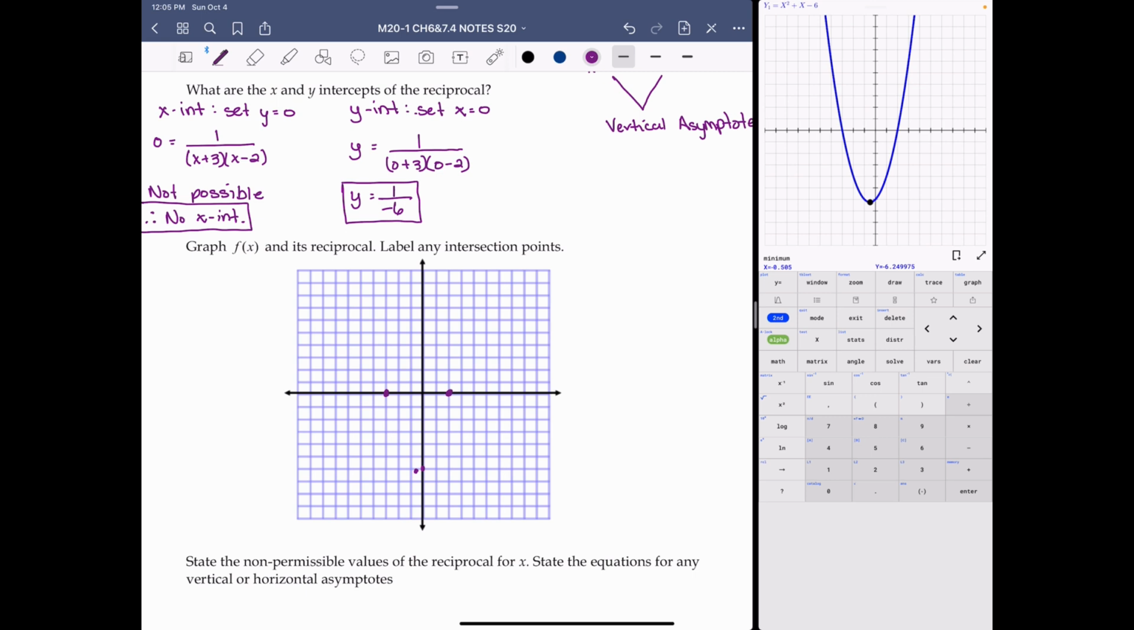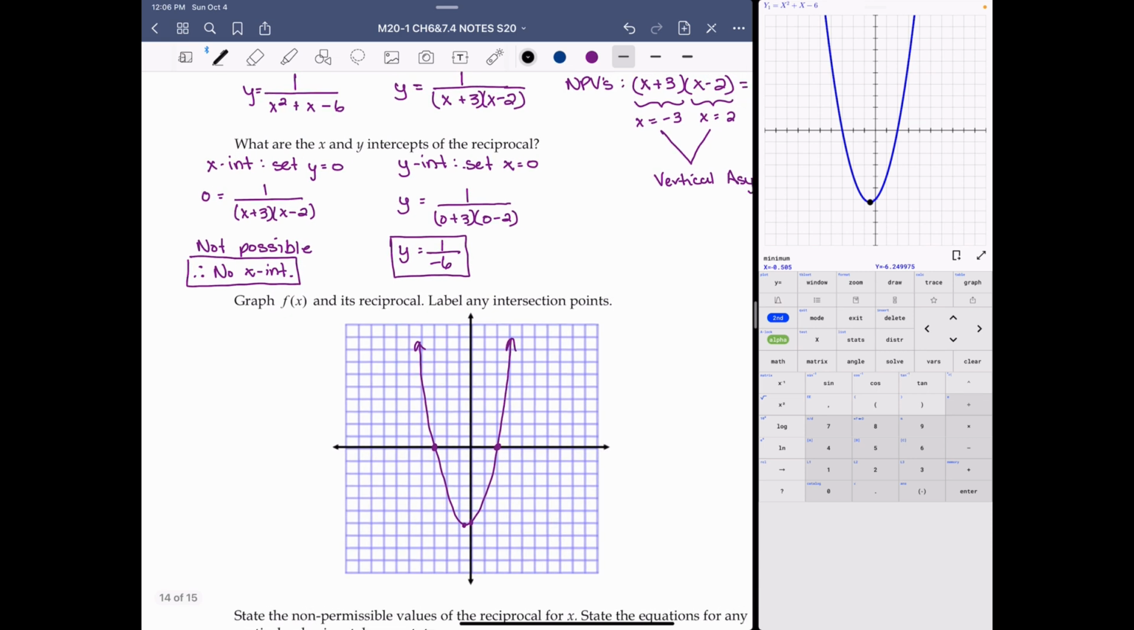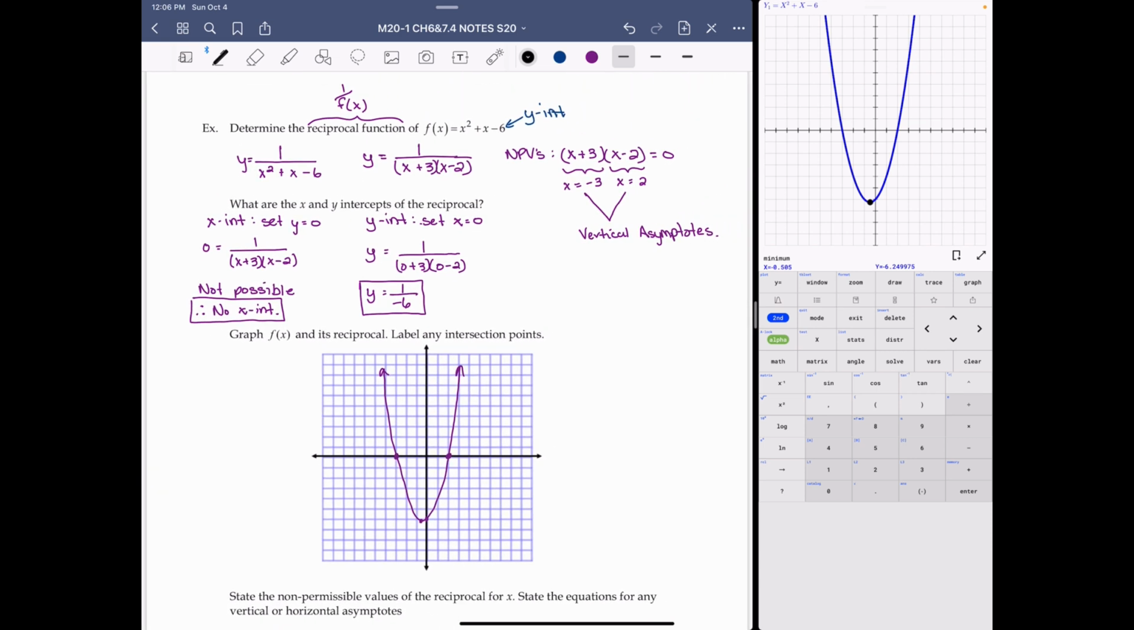So we can draw our graph. It's going to look something like that. Now let's plot our vertical asymptotes for the reciprocal function. They go through the x-intercepts of the original function, which we saw here are x equals negative 3 and x equals 2.